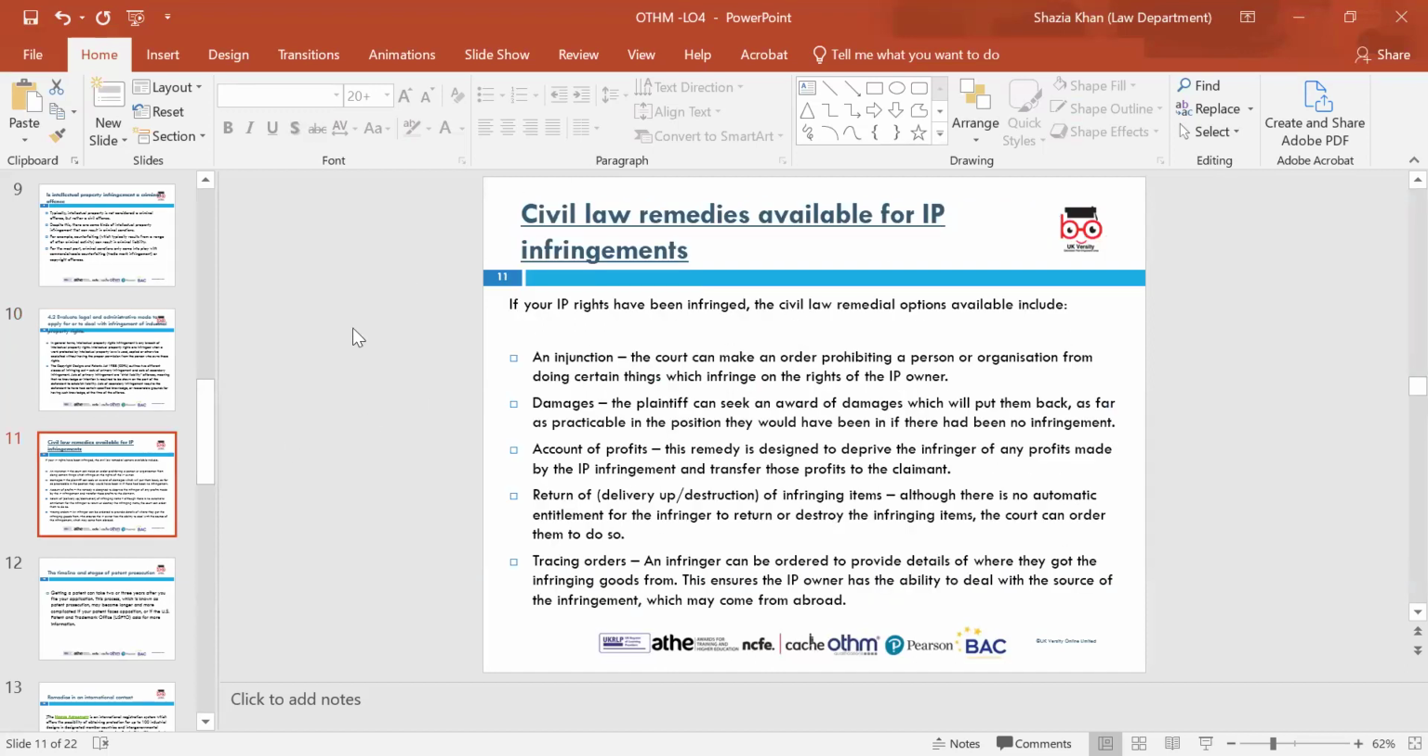So, civil remedies available for intellectual property. Again, we went through some of them: injunction, damages, account of profits, which we've been through as well, return or destruction of infringing items, and then tracing orders.